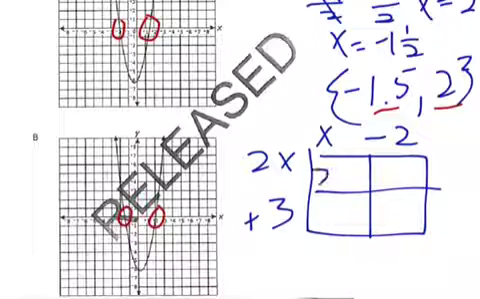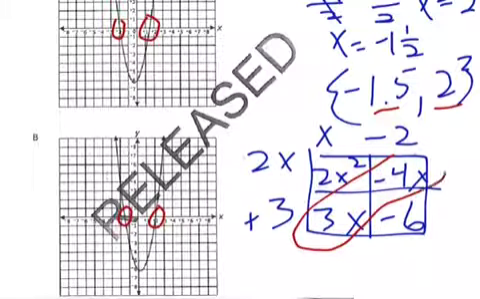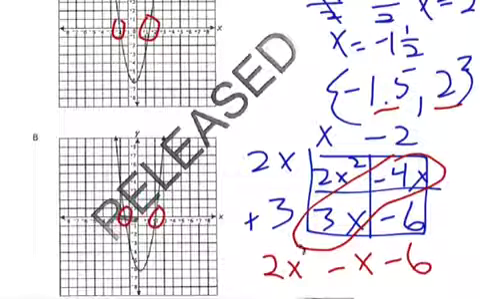And then 2x times x is 2x squared. 3 times x is 3x. 2x times negative 2 is negative 4x, and 3 times negative 2 is negative 6. My diagonals are almost always going to be like terms, so 3x minus 4x is a negative x. I'm going to bring down my other two terms, the minus 6 and the 2x squared. So that's what that factors out to be. So my y-intercept there is negative 6. That's my y-intercept.